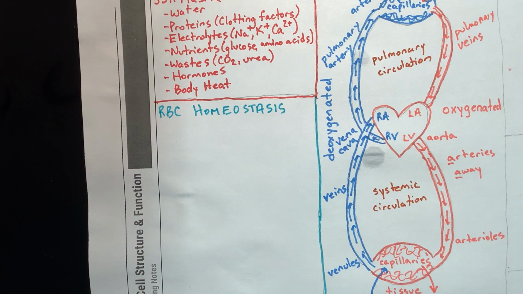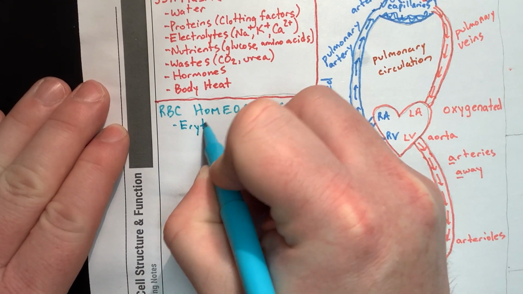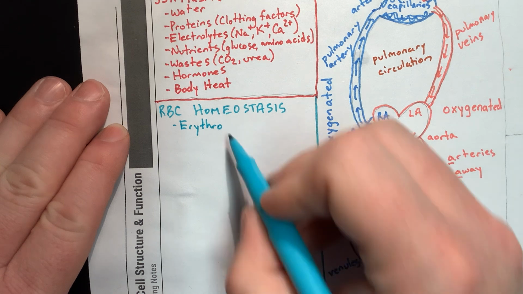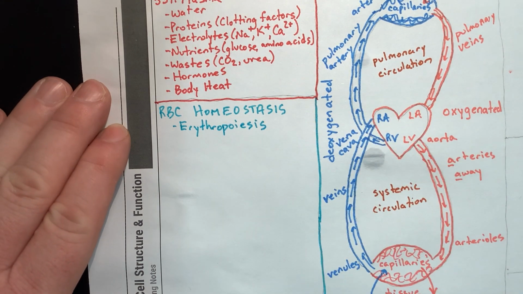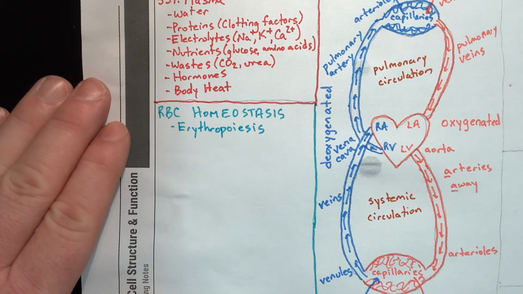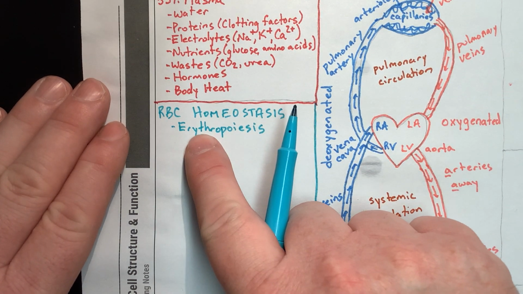And this process of making red blood cells is called erythropoiesis. It's a really weird word to spell and to say. Say it now, at least in your mind, or out loud. What the heck? Let's go for it. Erythropoiesis. And that's because red blood cells are called erythrocytes.